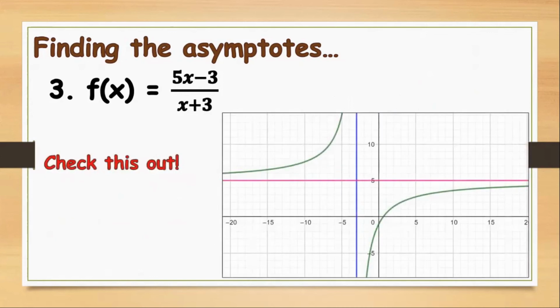So let's check out this one. This pink line is our horizontal asymptote. It really passes y equals 5. And our vertical asymptote is x equals negative 3, the blue one. And so it really passes x equals negative 3.